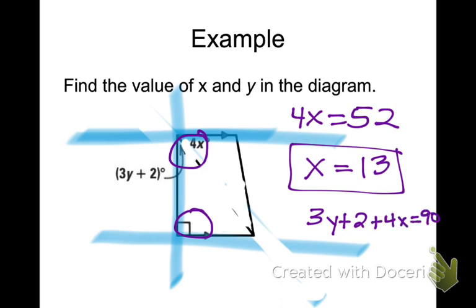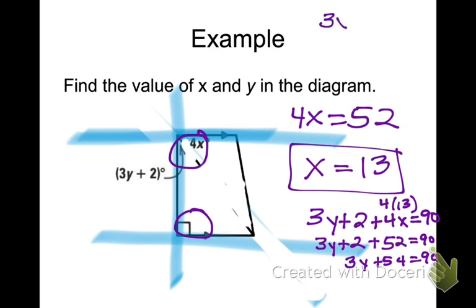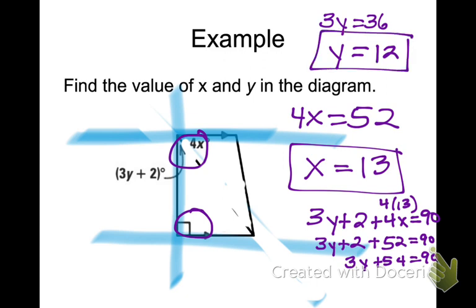What did we just say x was? 13. So 4 times 13 is 52, plus 2, plus 3y equals 90. So 3y plus 54 is equal to 90. I'm getting really small. I should go up here. So subtracting 54 from 90 is going to be 36. So 3y equals 36. I'm moving up top here. So y is equal to 12. Your answer there.